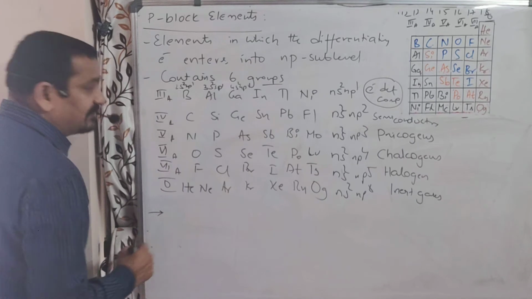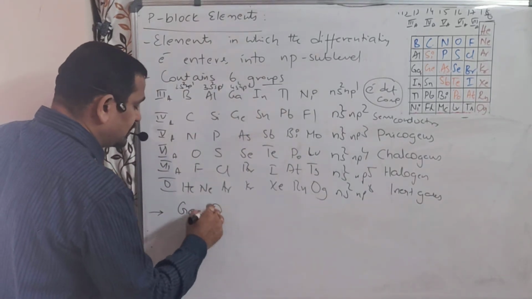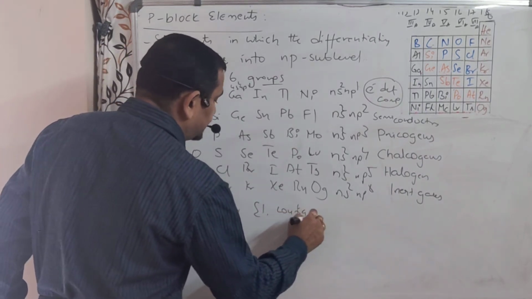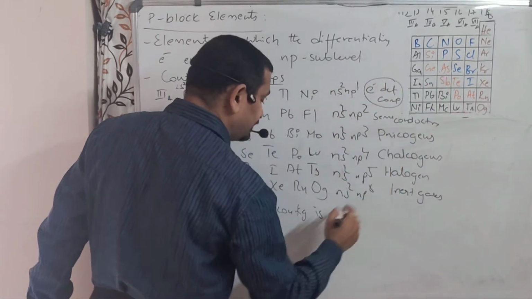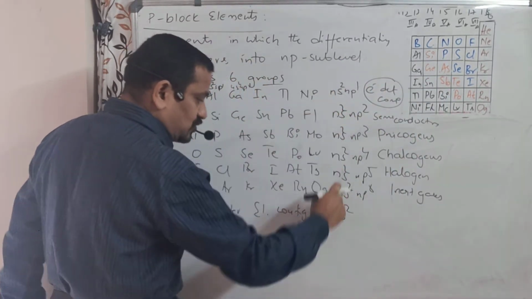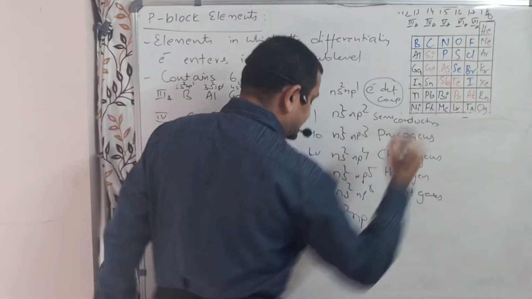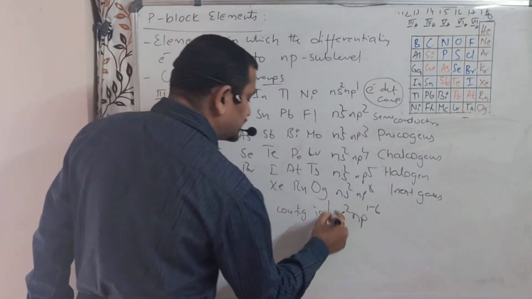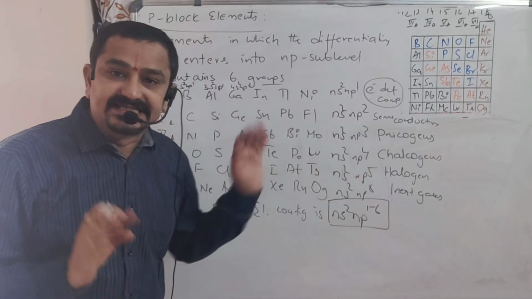Next point about p block elements is their general outer electronic configuration. What is their general outer electronic configuration for all the 6 groups? ns2 is quite common. np starts with 1, 2, 3, 4, 5, 6. So the general outer electronic configuration of p-block elements is ns2 np1 to 6.